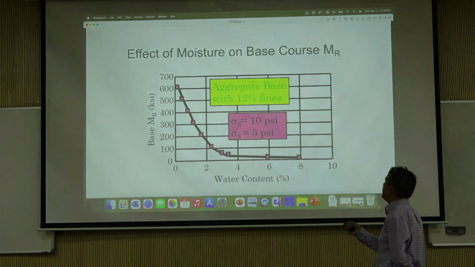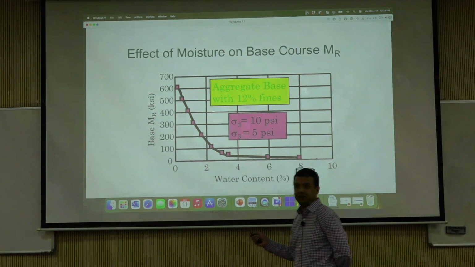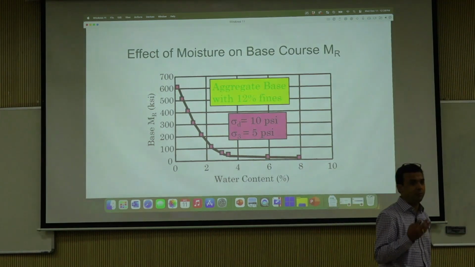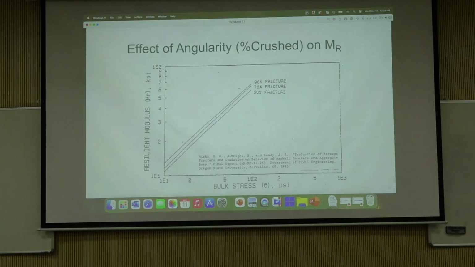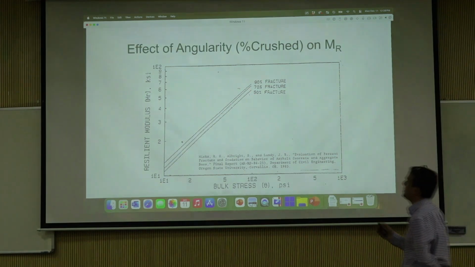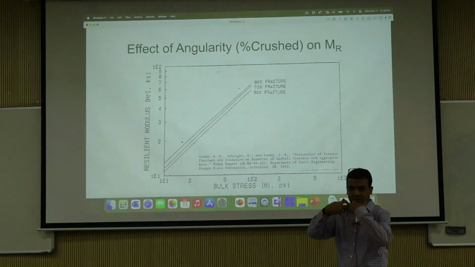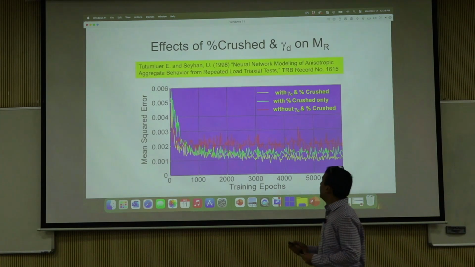As water content increases, aggregate base with 12% fines starts collapsing. So you have to really pay attention to moisture content. Moisture is the biggest enemy for your unbound materials. Okay, angularity: as the percent fracture faces increase, your resilient modulus increases. Angular material interacts much better.